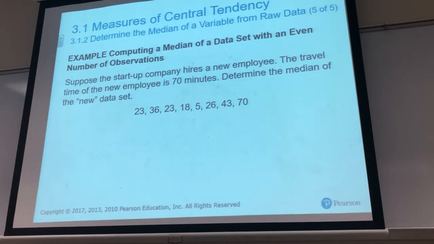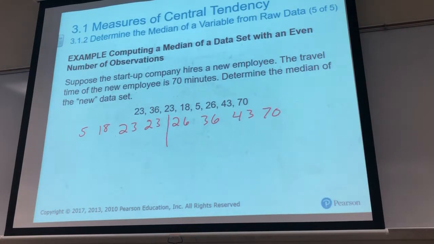Okay, so now they've got some new guy that they hired. And he lives far away, so his commute time is 70 minutes. So now to do the median for this, again, we need to put it in order. And it's going to be the same. So 5, 18, 23, 23, 26, 36, 43, 70. 1, 2, 3, 4, 5, 6, 7, 8. So now there's 8 of them, so if you want right smack dab in the middle, it's going to be in between these two numbers here.